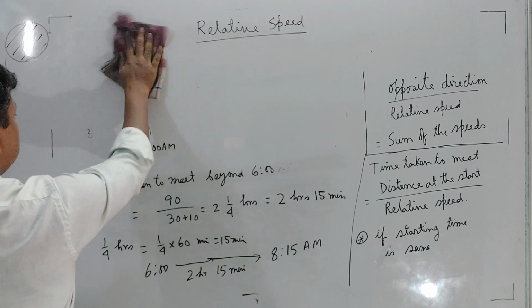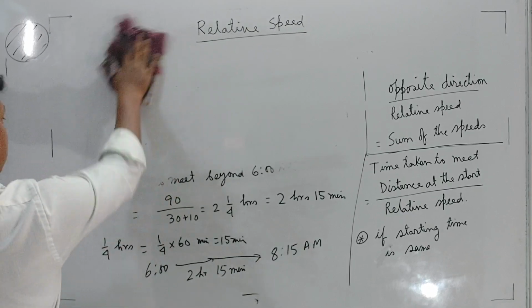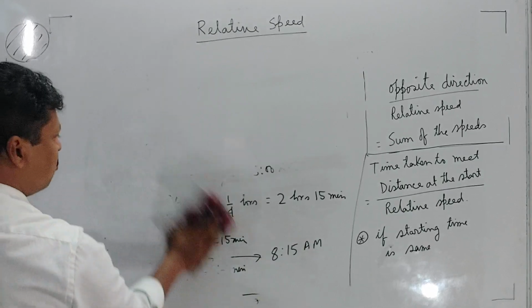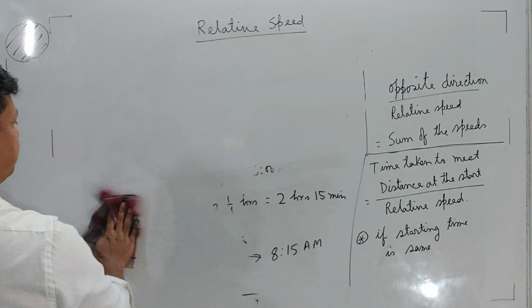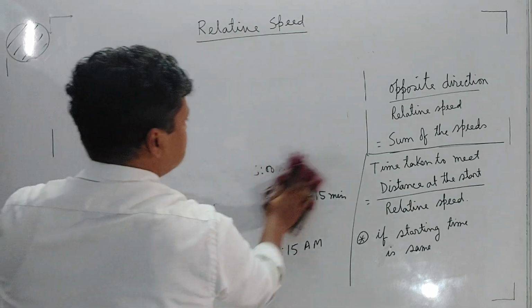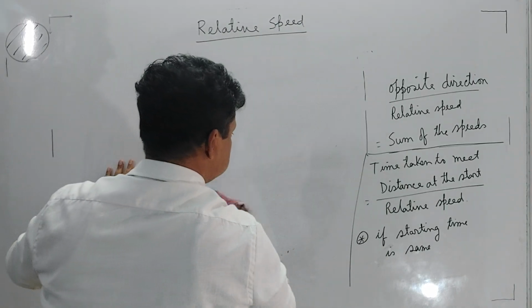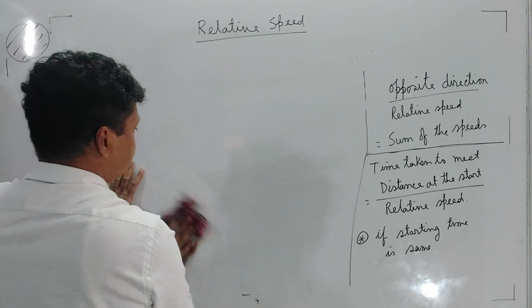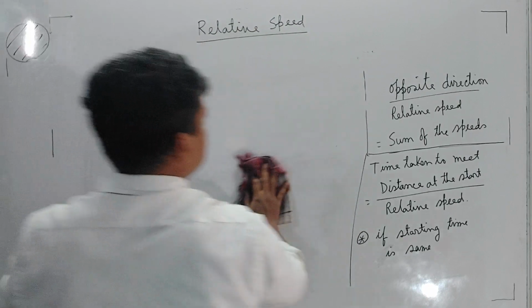So let's talk about running in the same direction. If running in the same direction, the relative speed is the difference of the speeds. Let me explain first why it is the difference of the speeds, and then we can have one question.